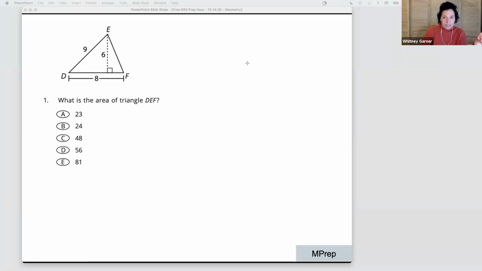If they don't give me a picture, my first rule of geometry, if they don't give me a picture, I'm going to draw one. Now, when you're drawing your picture, make sure it's nice and big, so in case you need to add any other notation to it, you have plenty of room. So what is the formula for the area of a triangle? Who can tell me what the formula is for the area of a triangle?